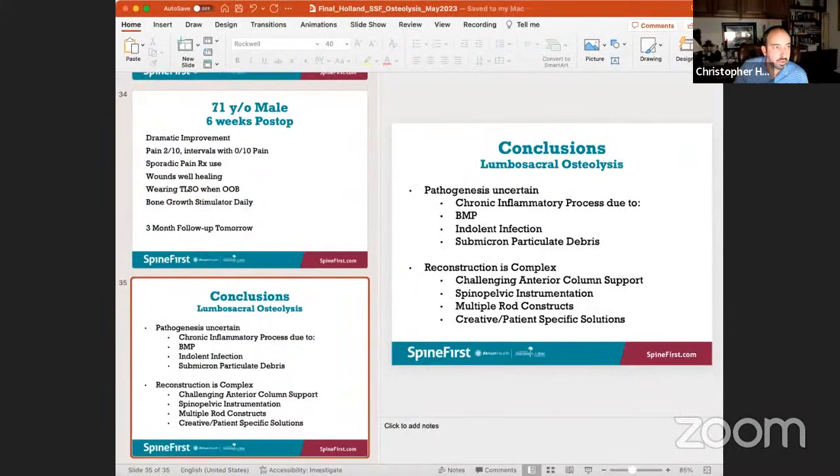So I will end my screen share at this point, and I'd love to have more discussion about this case or about lumbosacral osteolysis in general. And then I'd love to turn it over to Dr. Bohl so that we can further the discussion and look at some other interesting cases.